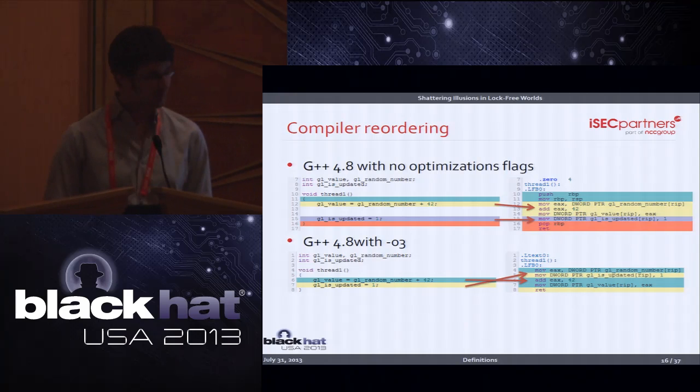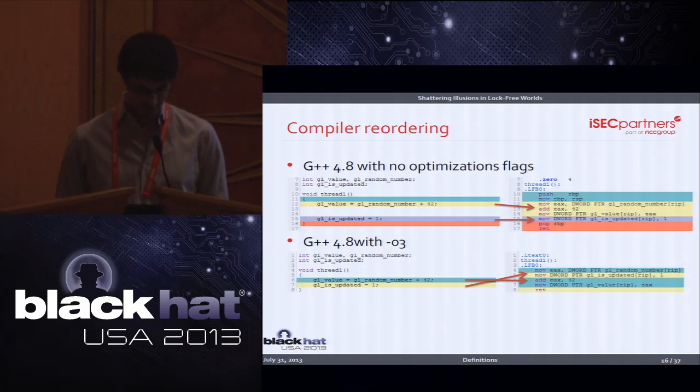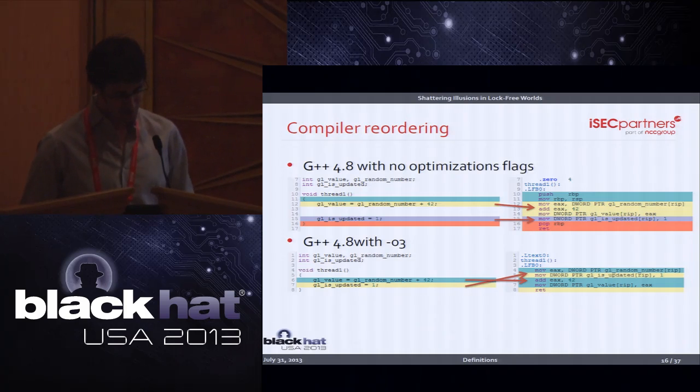So let's take an example of compiler reordering. The code at the top generates machine code as it is written. This is compiled without any optimization flags on G++. I basically set a value to a global variable in the first thread and use another global to tell the second thread that the variable is updated. As you can see, this is compiled more or less as I wrote it. In the code at the bottom of the slide, I use the -O3 compiler flag with G++, which tells the compiler to optimize the code. And you can see optimizations and reordering in that case.